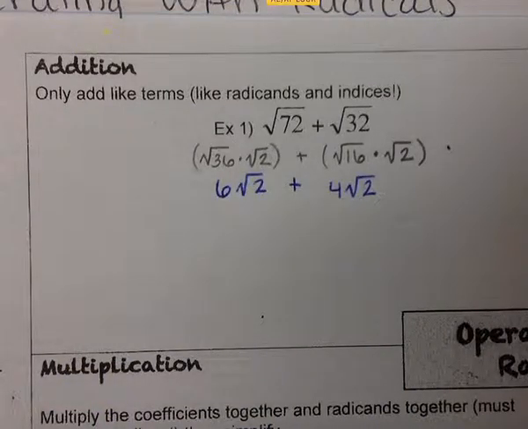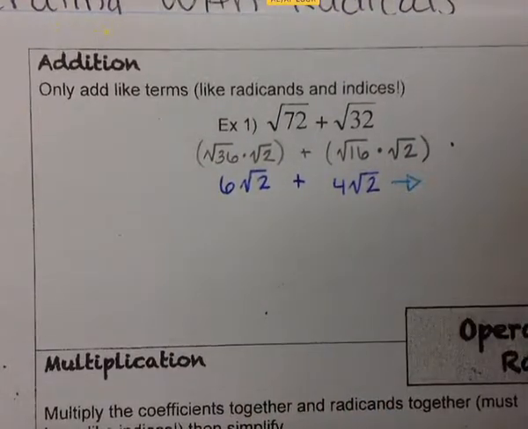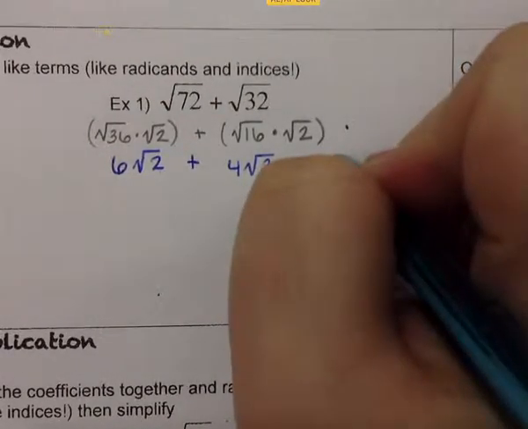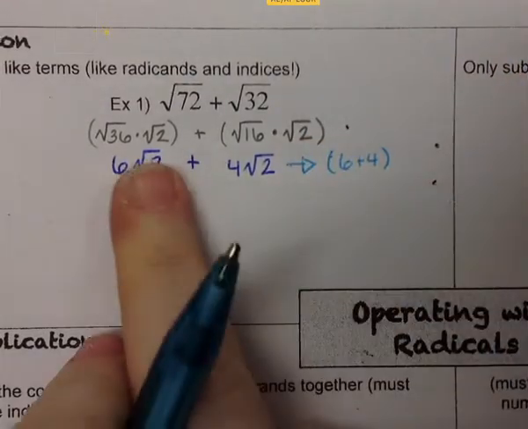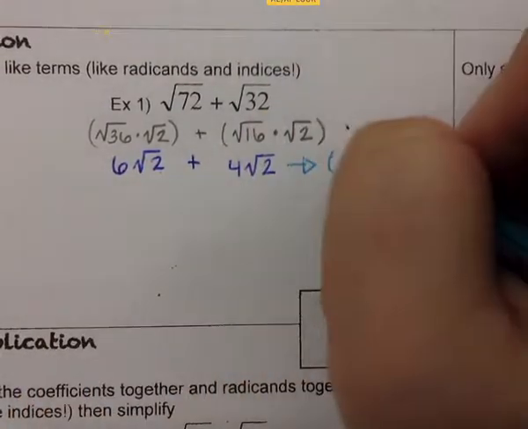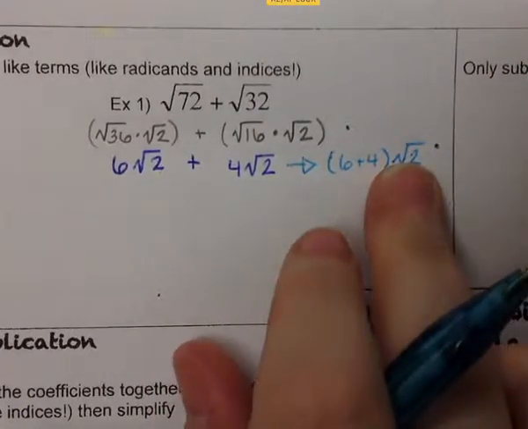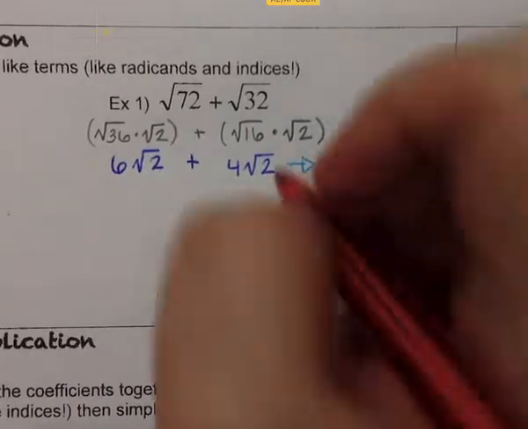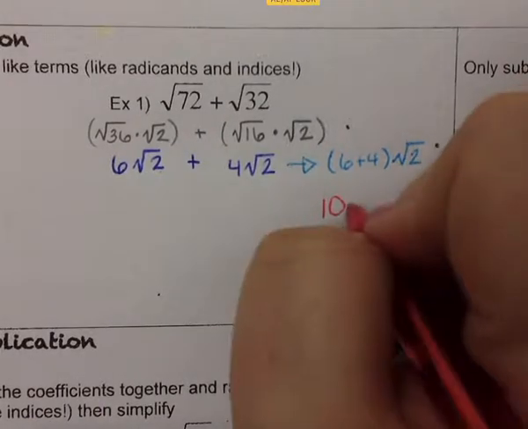So what really happens here, this turns into the coefficients are what we combine. This becomes our 6 plus 4, and the like term they have stays at the end. The square root of 2 is what they have in common, so that stays at the end. So our answer is just 6 plus 4 is 10, and we keep our like term of the square root of 2.